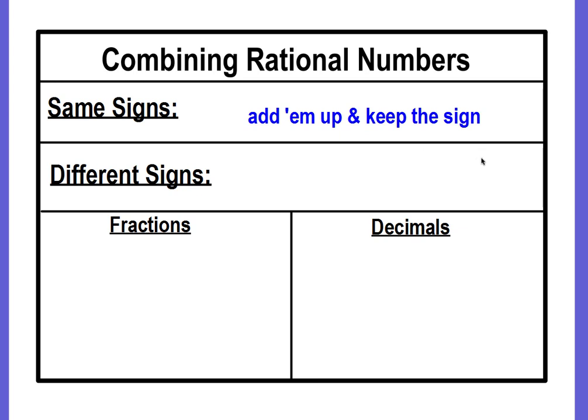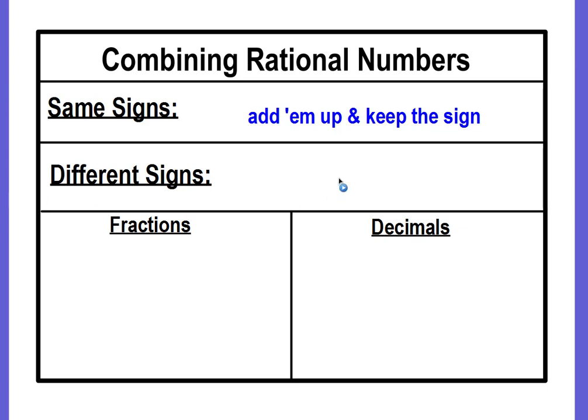We know that if the signs are the same, we're going to add them up and keep the sign. Remember the song, if the signs are the same, add them up, or find the sum. Some people sing find the sum. So you're going to add them up and keep the sign. If they're both negative, or if they're all negative, your answer is negative. If they're all positive, your answer is positive.